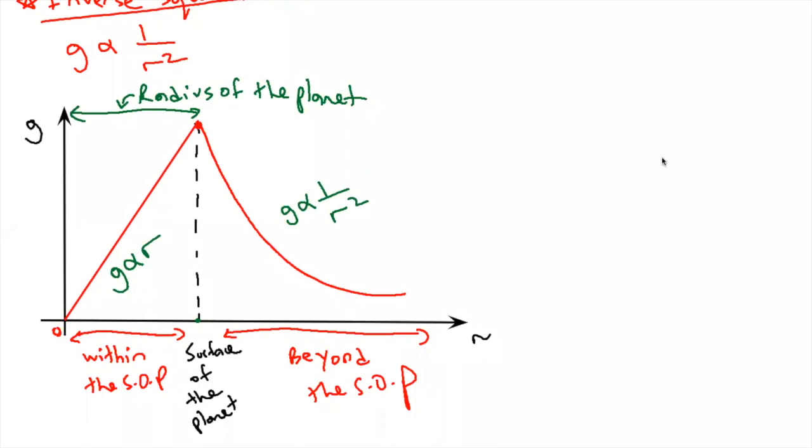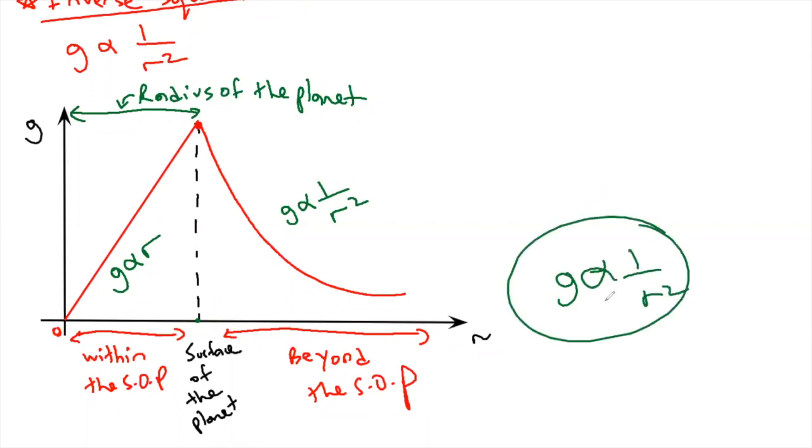Okay, so Anika says, can you repeat the reason behind beyond the SOP curve? So Anika, just a while ago, I derived this formula. Did I not derive this, right? So you know that G is inversely proportional to R. So it's going to be an exponential curve, right? It's going to be an exponential curve. So this is my reason.